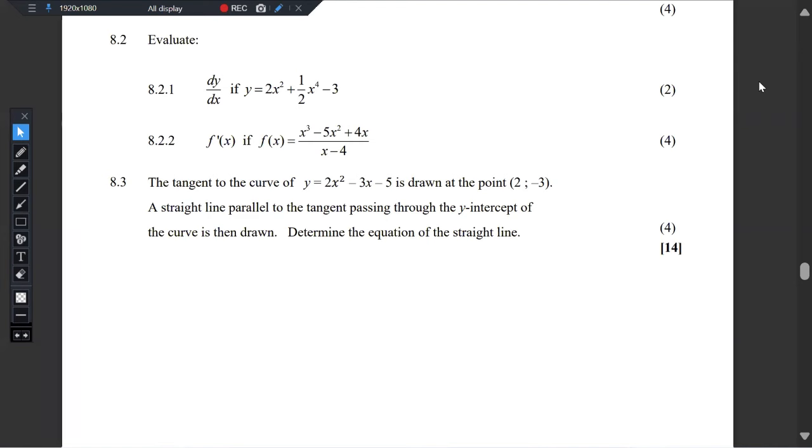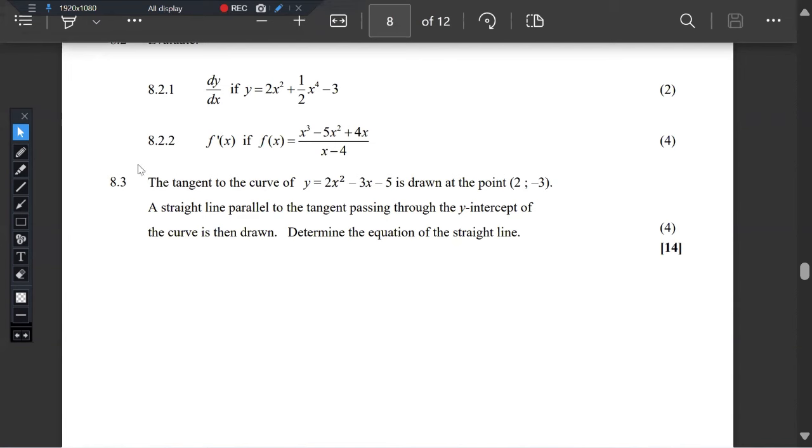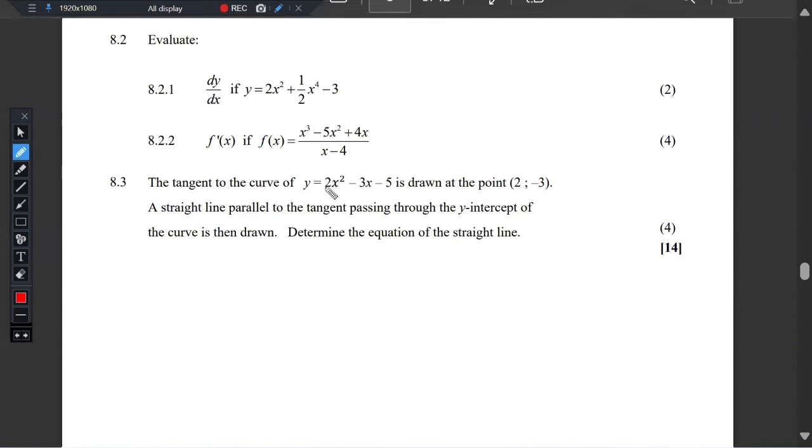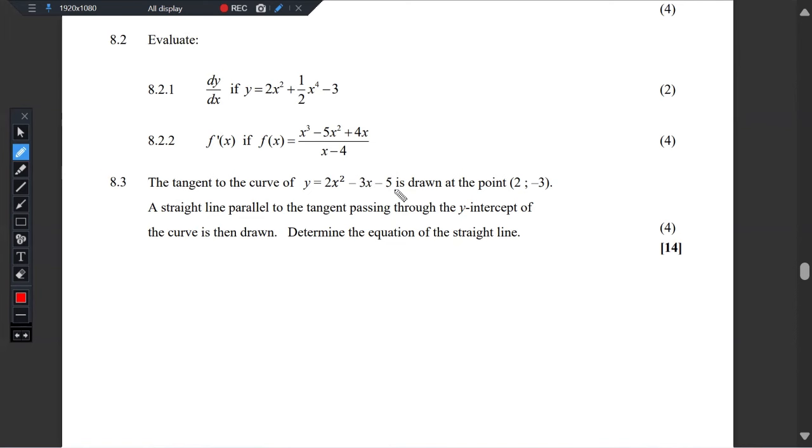Okay, so now we are on 8.3. It says the tangent to the curve y equals 2x squared minus 3x minus 5 is drawn at the point 2, -3. A straight line parallel to the tangent passing through the y-intercept of the curve is then drawn. So let's pay attention to this. This other straight parallel line passes through the y-intercept of the curve. Now, the curve we are talking about is this one, right? Then the y-intercept of that curve is -5, as we can see from here, right?